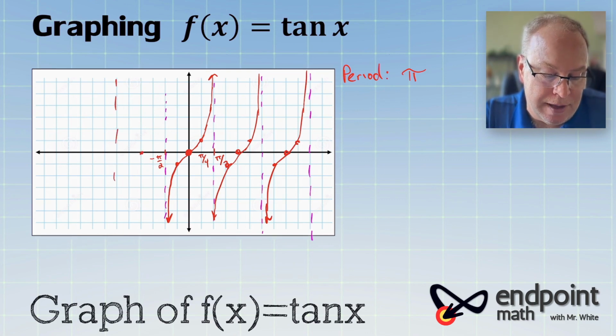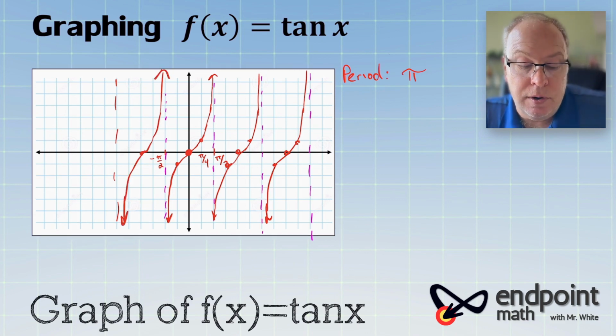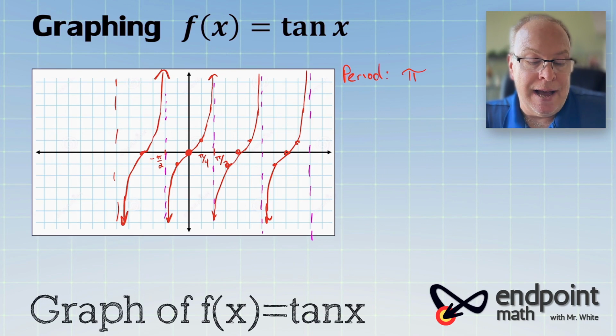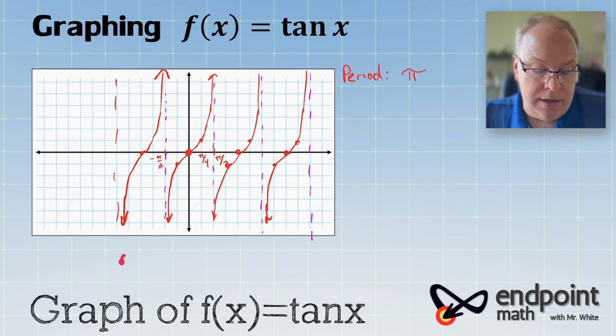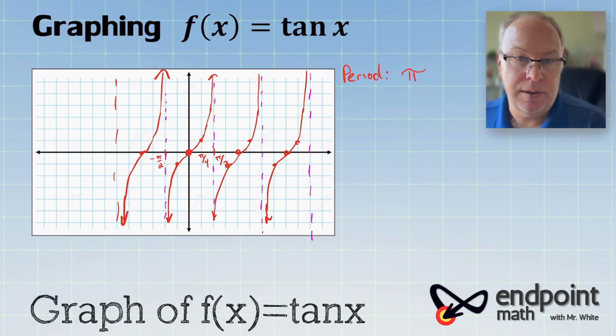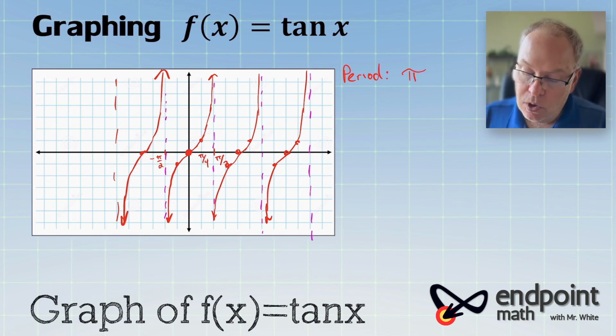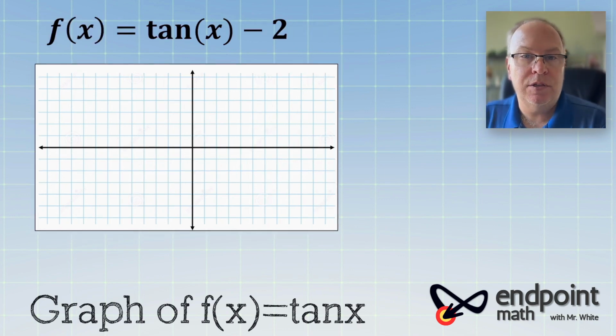You don't need me to do 1,000 of these, but it goes down like this. Tangent is what we call an increasing function because on its domain, it just is always going up, up, up, left to right. So it's increasing. All right. So let's take a look at a few transformations.